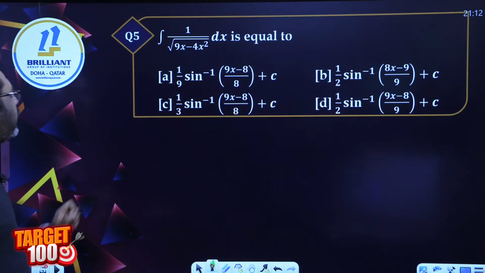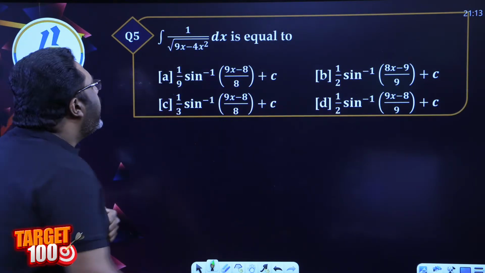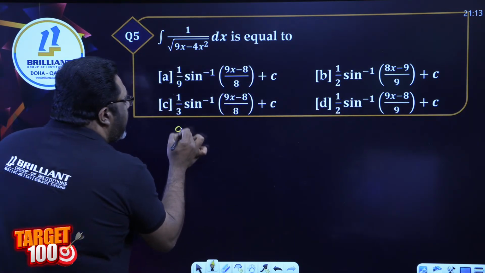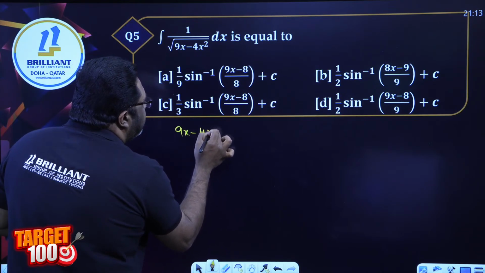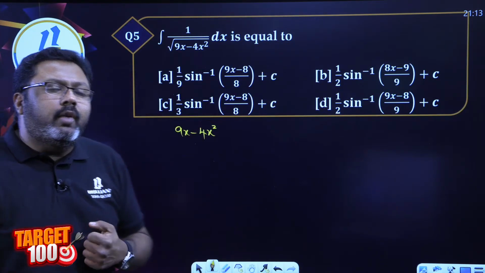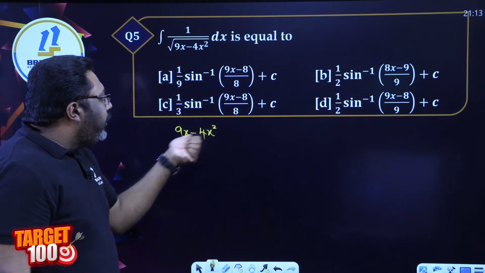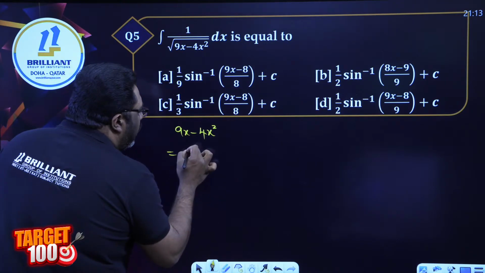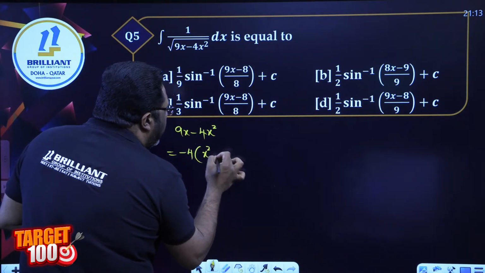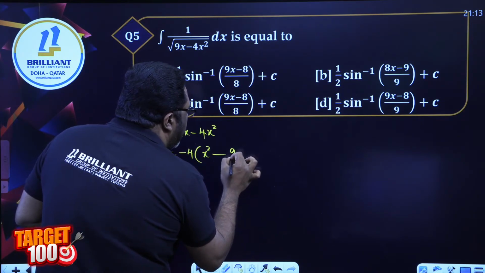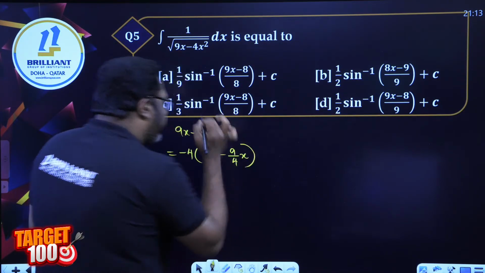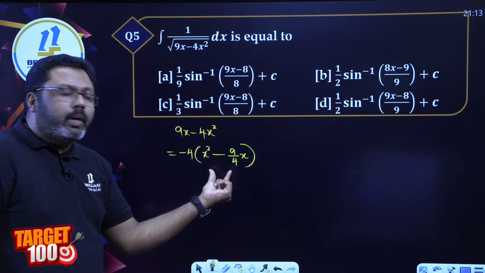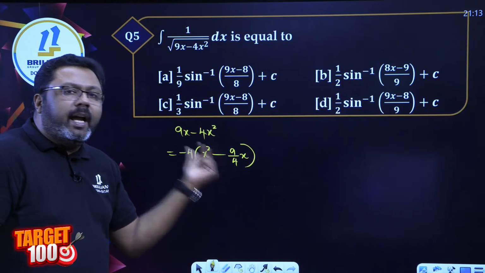Moving on to the next question, my dear students. Again, one more. It's a quadratic form, so a bit more difficult, not that easy. It's 9x minus 4x squared. According to the idea of completing the square, the coefficient of x squared should be positive 1. So I'm multiplying and dividing by minus 4. So you will get x squared minus 9 by 4x. This is the quadratic equation which I'm going to complete the square with. Okay, x squared minus 9 by 4x.